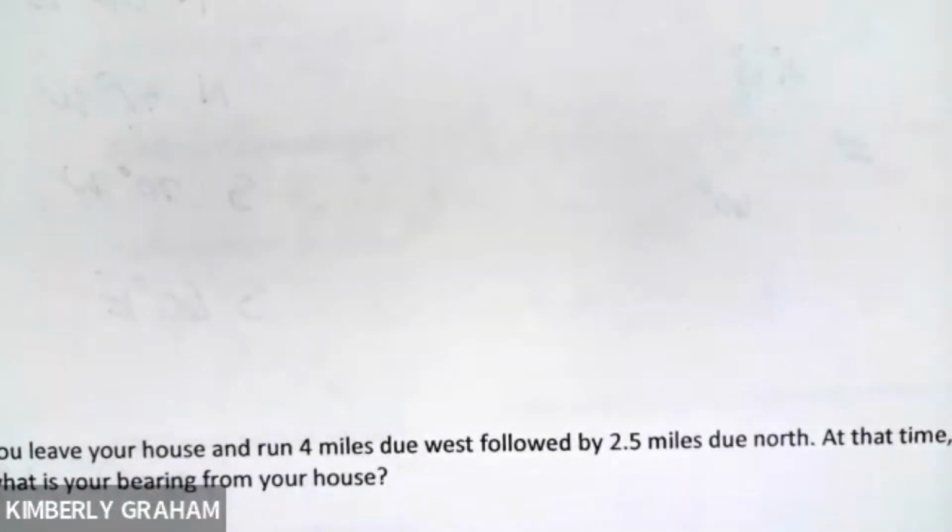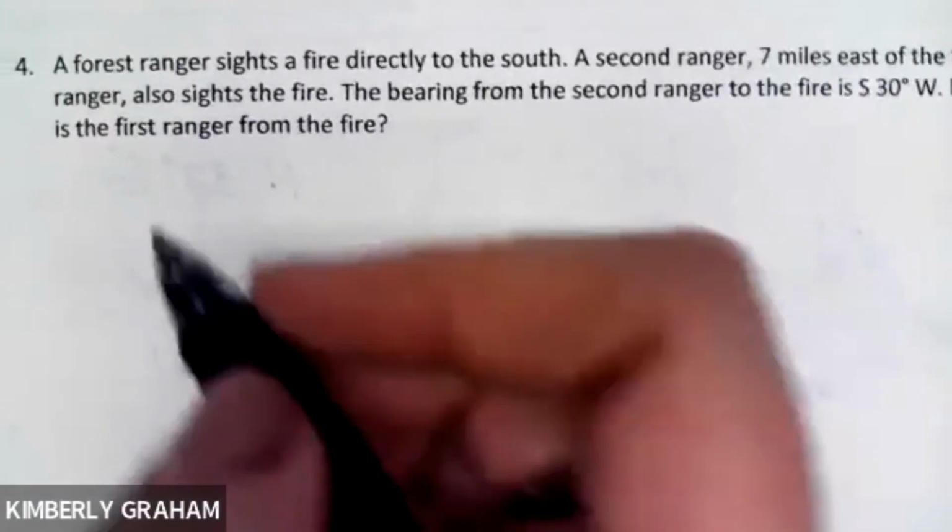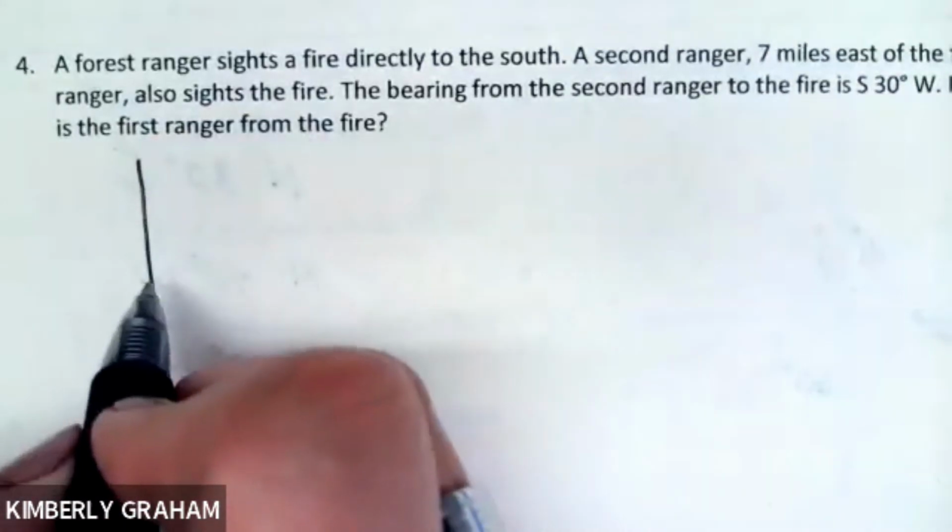Okay, a forest ranger sights a fire directly to the south. A second ranger, 7 miles east of the first ranger, also sights a fire. And the bearing from the second ranger to the fire is given to you. So how far is the first ranger from the fire? It's very tempting to want to start drawing your picture with relation to that first ranger, but you're given information about the bearing with relation to the second ranger. So the second ranger is really the one I'm interested in here when I start drawing my picture.